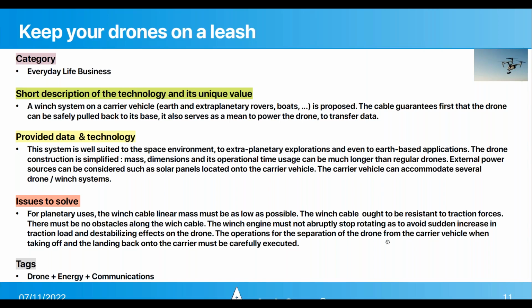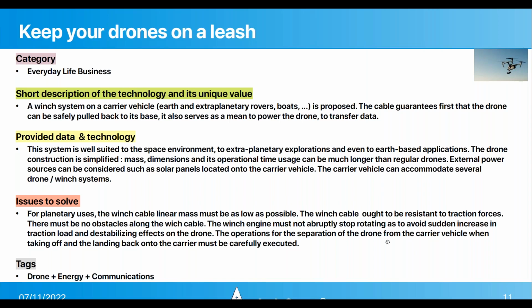The idea here is to have a carrier system. Your carrier system can be a rover, for example, a mobile rover. It can be a fixed station, and this rover or this fixed station will feed the drone with energy, for example, and you can use solar energy, solar panels on your drone to feed energy to your drone.